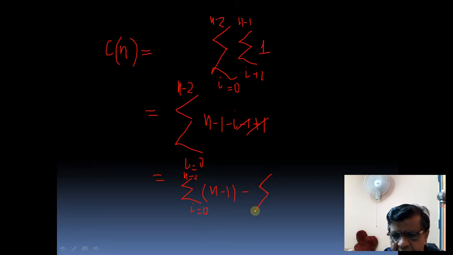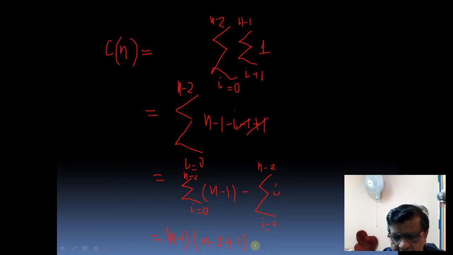Therefore I will put a different sigma over here, because dealing with a variable under the ambit of sigma is something different from dealing with a constant under the ambit of sigma. So this can be simply n minus 1 into (n minus 2 minus 0 plus 1), so n minus 2 plus 1 minus 0 plus 1.